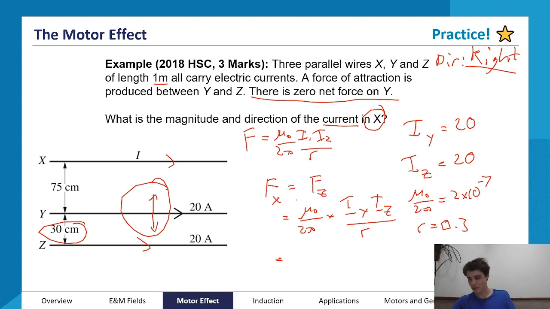And look at that. If you go through, you can actually check off all of these numbers. We know what all of these numbers are. So you can start slapping some of these numbers in. We've got 2 times 10 to the negative 7, that's our mu naught on 2 pi. Our Iy is equal to 20, our Iz is also equal to 20, divided by our radius, which is 0.3. Chuck all of this in, you get 2 times 10 to the negative 7 times 20 times 20, all divided by 0.3, which is equal to 2.67 times 10 to the negative 4 newtons.